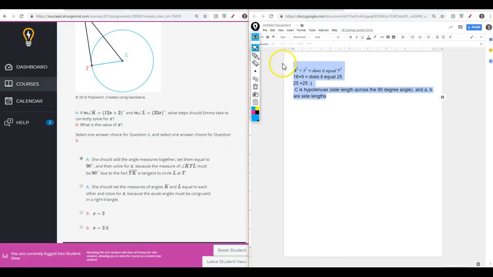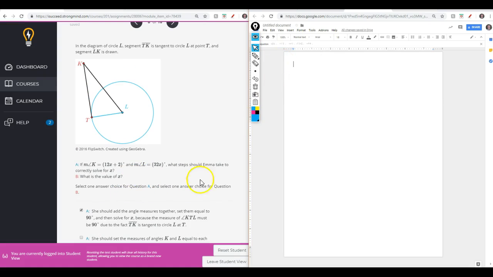So A, she should add the angle measures together, set them equal. So this is laying out our exact what to do. So we are going to add the angle measures together. So the angle measures are angle K plus angle L and set them equal to 90 degrees. Okay, then solve for x. So now I'm going to say solve for x.